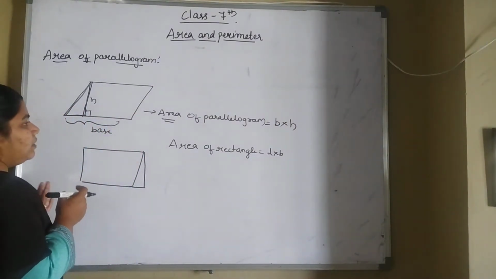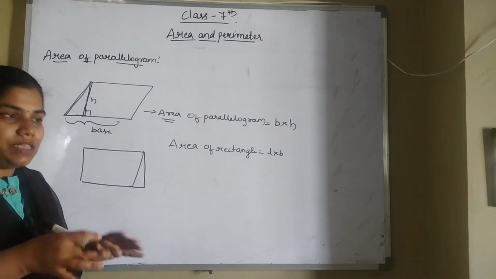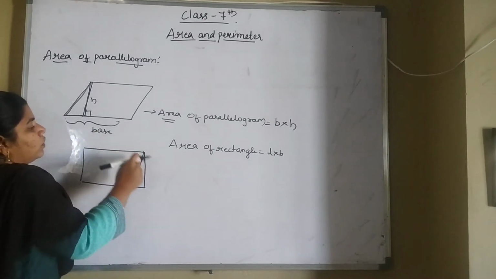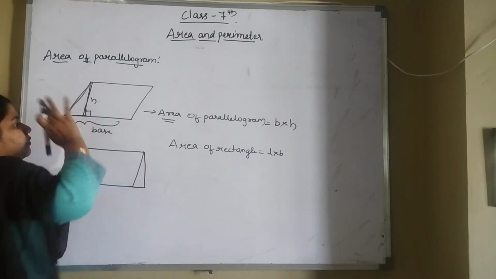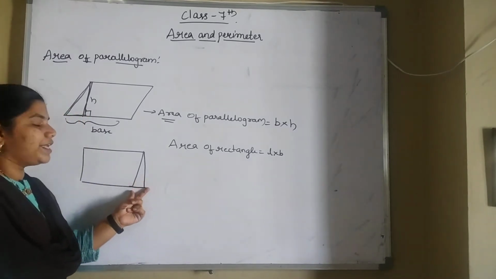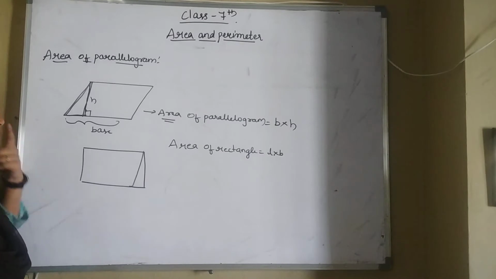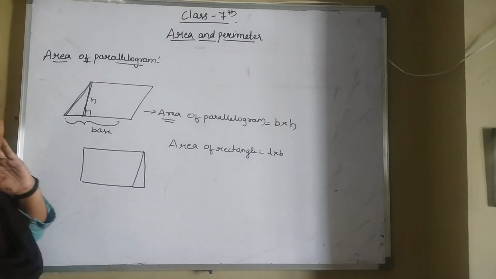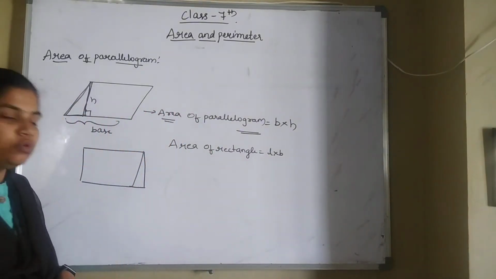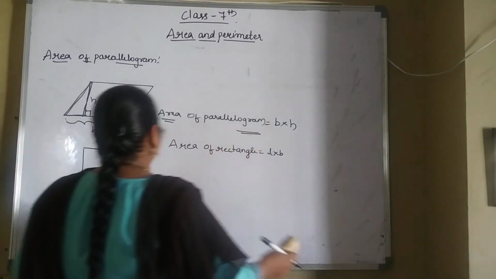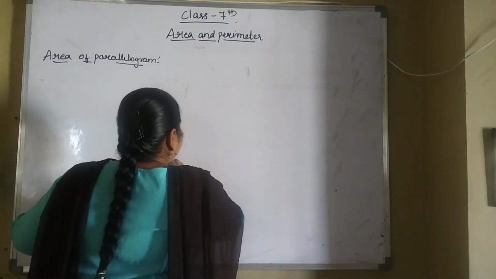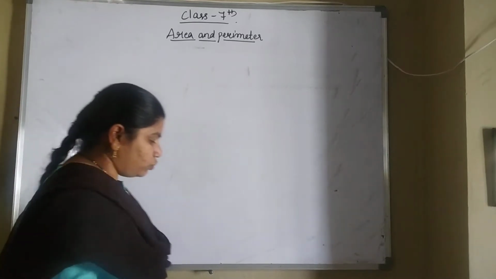So the area of a parallelogram and the area of a rectangle are the same, but we will consider the length value as the base value and the breadth value as the height value, because we have taken out this height and attached it here. So the area of a parallelogram formula is base into height. On this formula we are going to start our exercise 2 now.